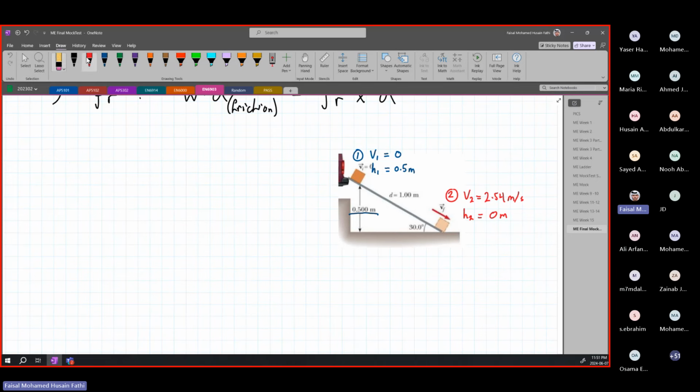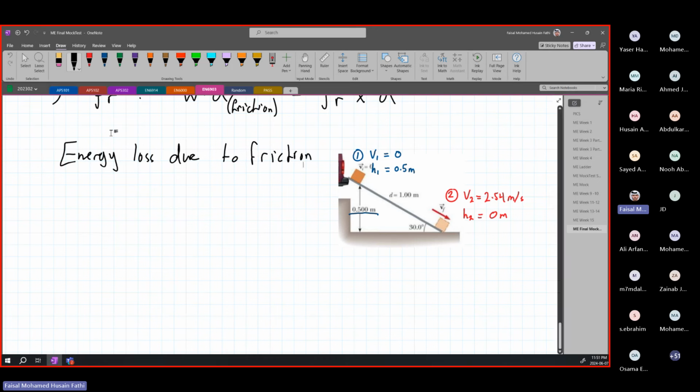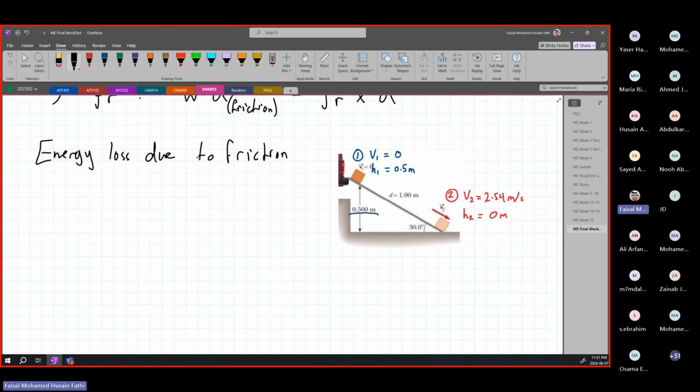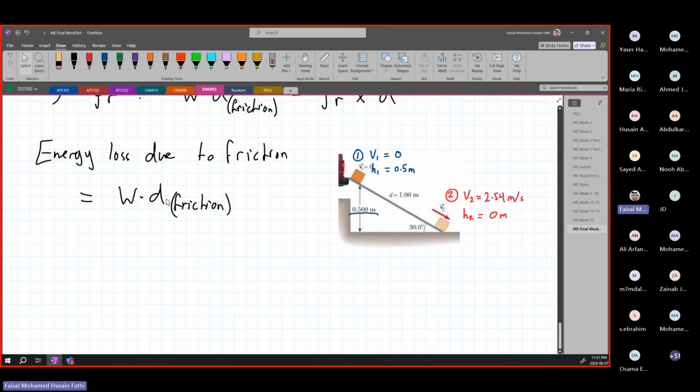Let me write that in black: energy loss due to friction. We're going to have energy loss due to friction, and this energy loss is equal to the work done by friction. This is the same energy. So the energy loss due to friction is the same as the work done because of friction.